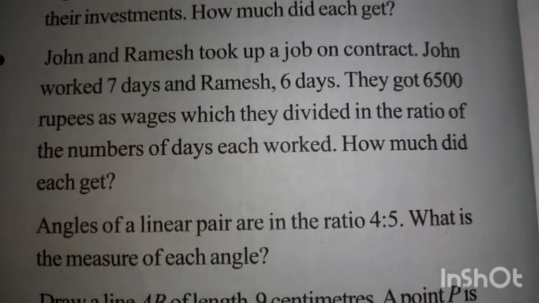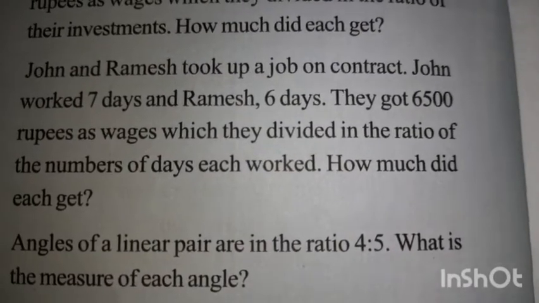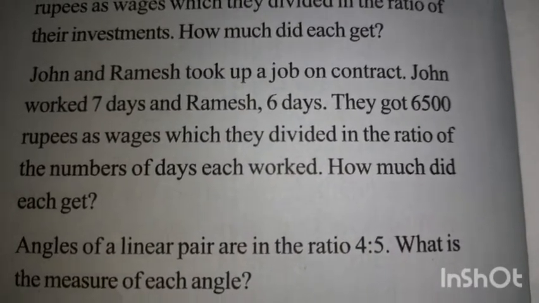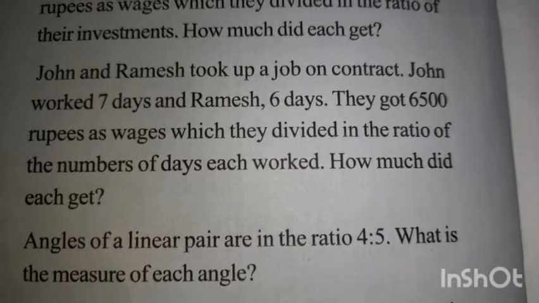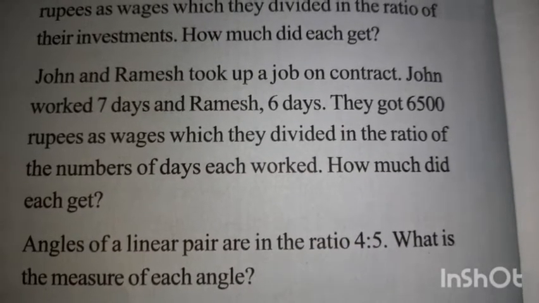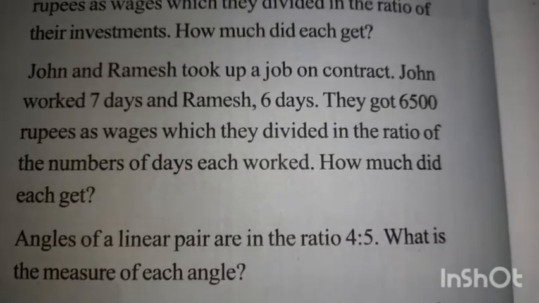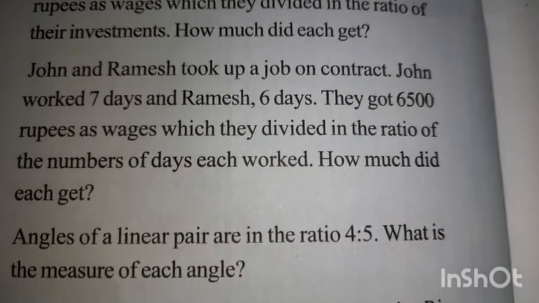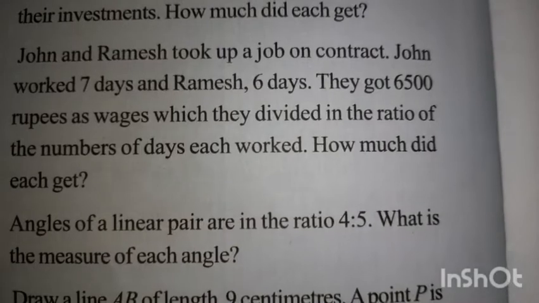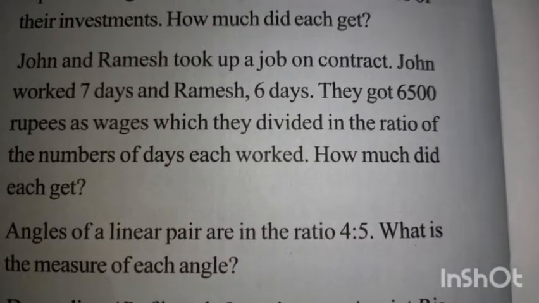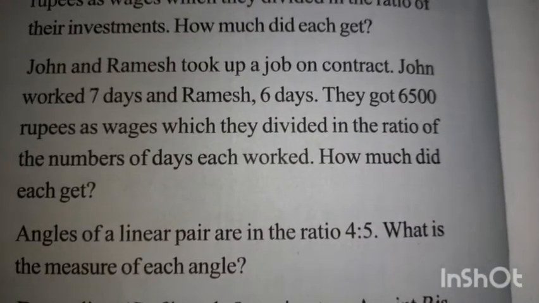John and Ramesh took up a job on contract. John worked 7 days and Ramesh worked 6 days. They got 6,500 rupees as wages, which they divided in the ratio of their numbers of days which each worked. How much did each get?